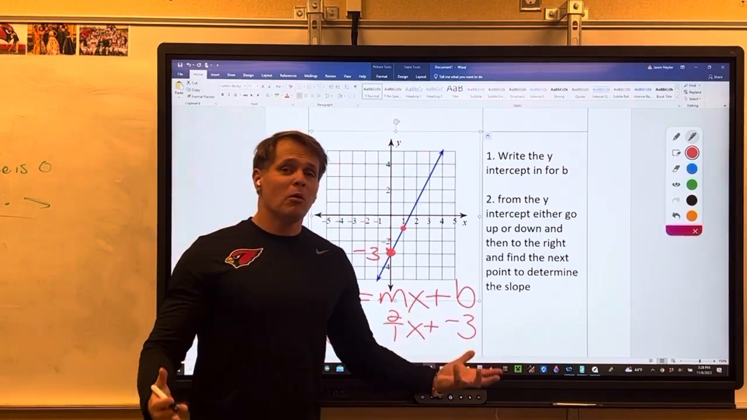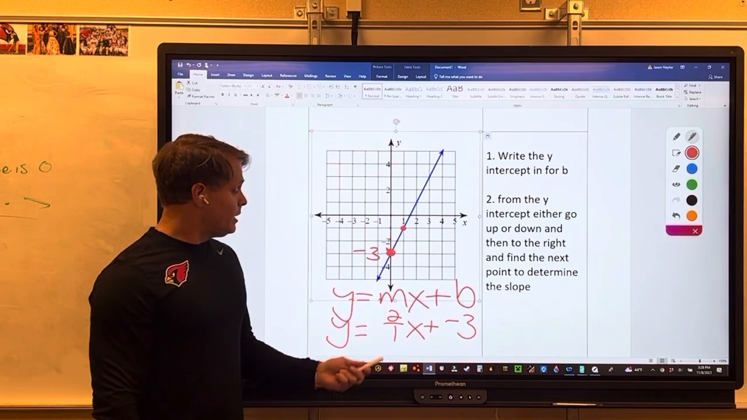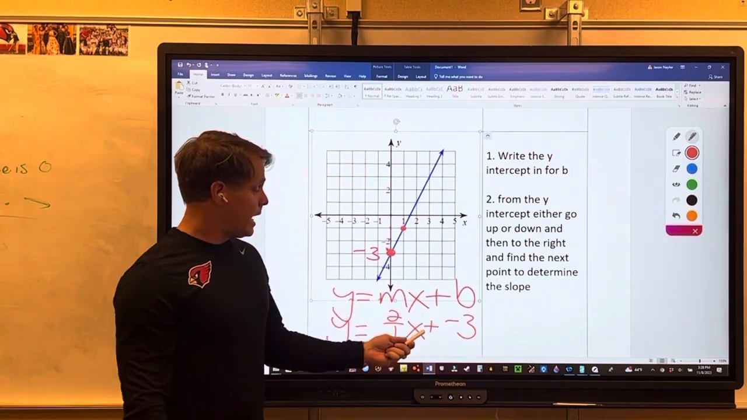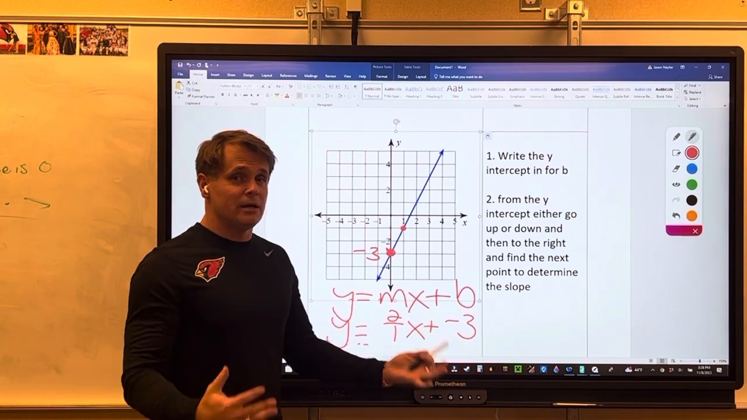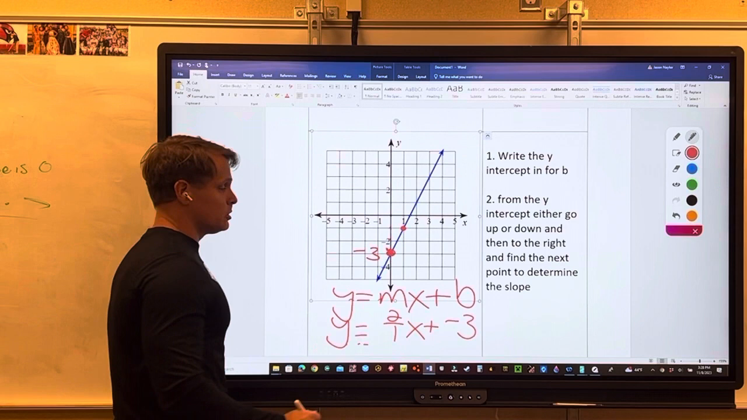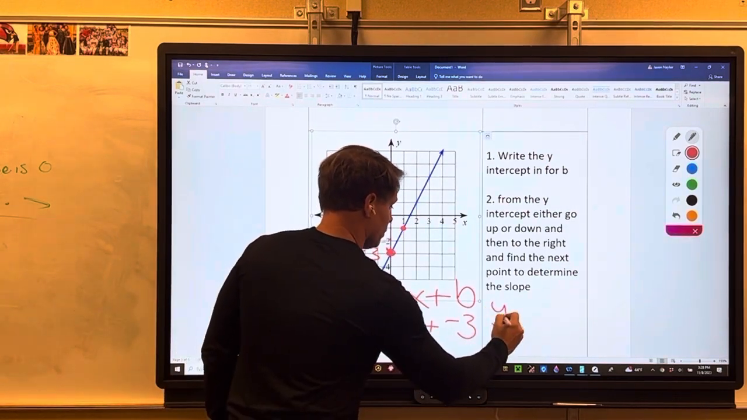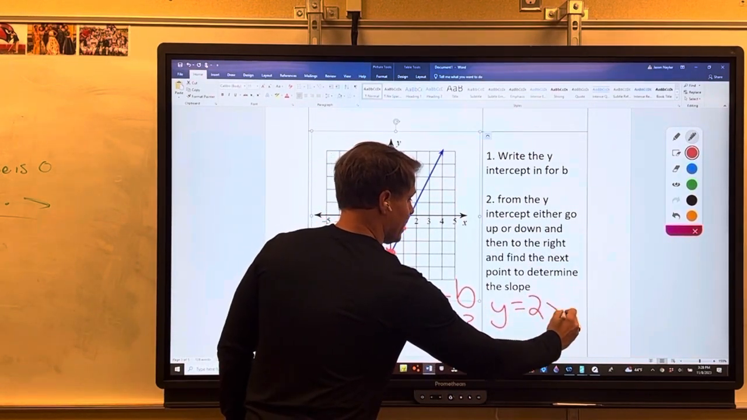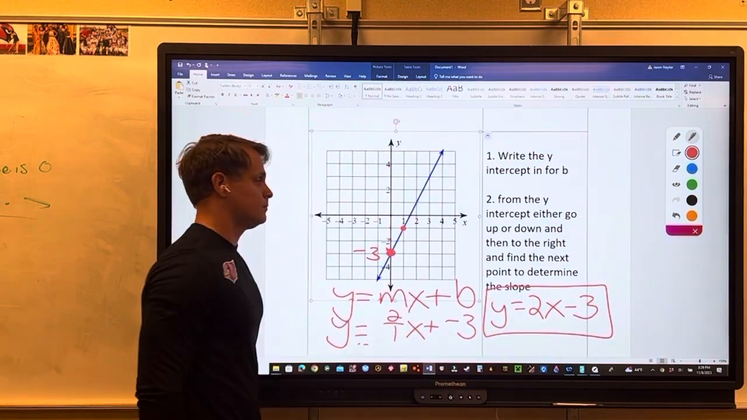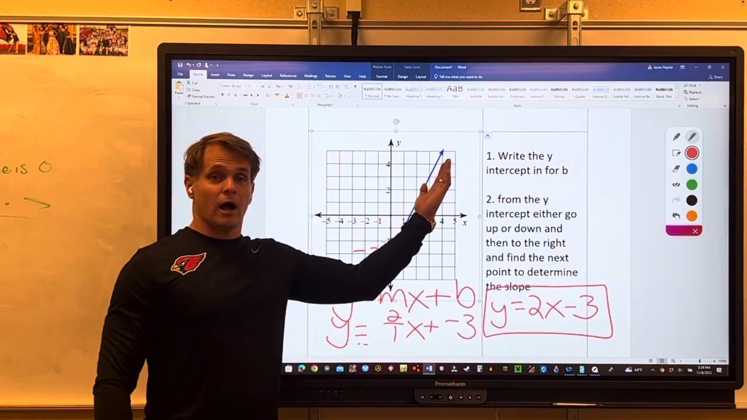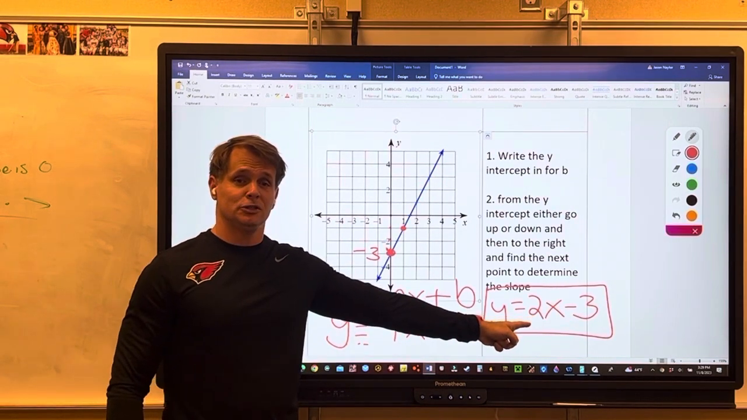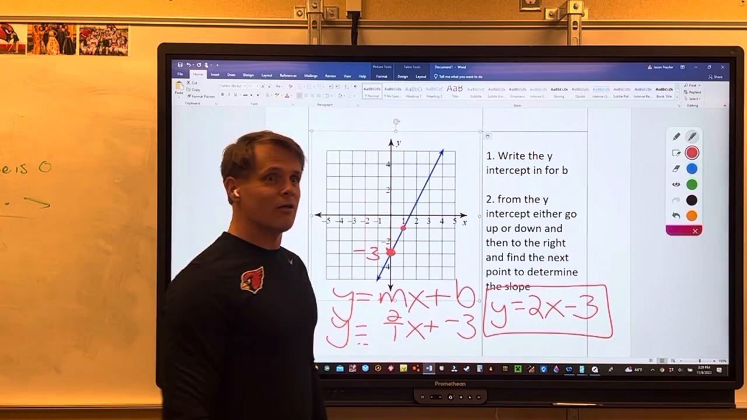Now if we want to simplify this answer, we don't need to write 2 over 1 because 2 over 1 is 2. And plus -3 could just be -3. So my simplified answer should probably look like this. Y equals 2x minus 3. Again, it's going up. It's got a positive slope. Is my slope positive? Yeah, +2. Let's take a look at another example.